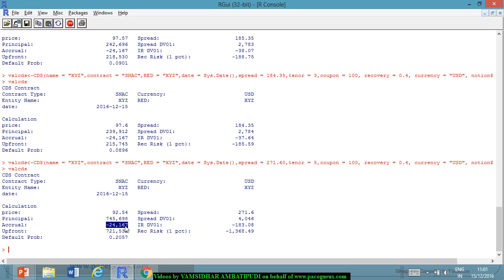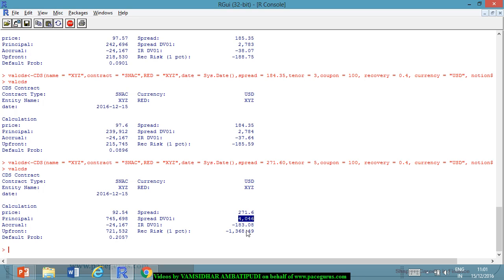The accrual will still be the same in both cases. So the principal is coming out to be this much. The spread is much higher. We know that it is 271.6. So the spread DV01 here is 4,000.